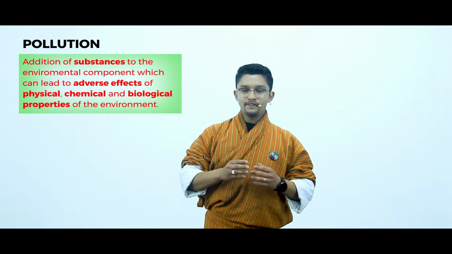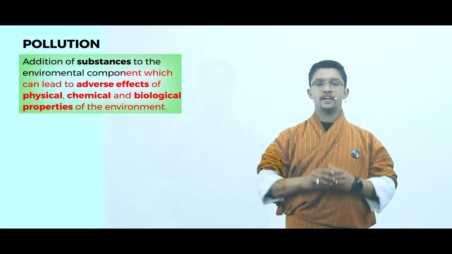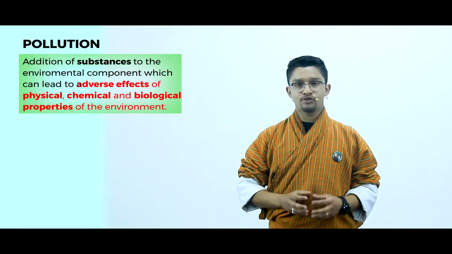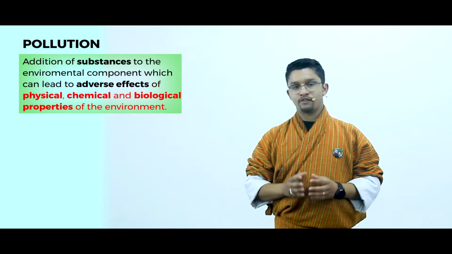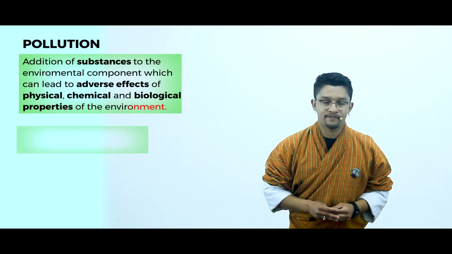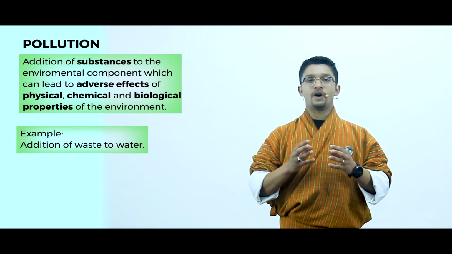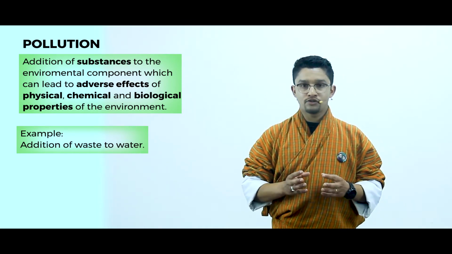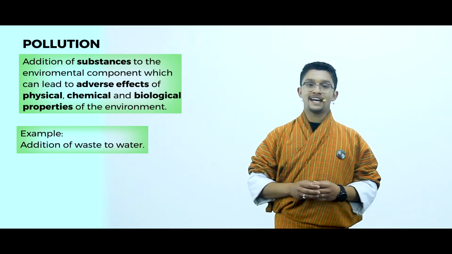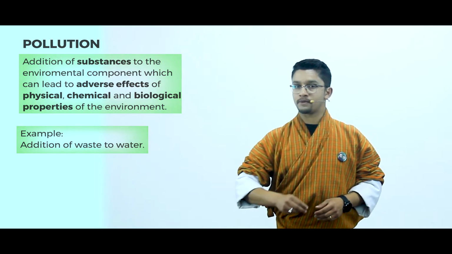How can we define pollution? So let us define pollution. It can be defined as addition of substances to the environmental components which can lead to adverse effects of the physical, chemical, and biological properties of the environment. For example, we can say addition of waste to water can lead to adverse effect in the water. It can change the chemical properties of water, biological properties of water, and also physical properties of water.